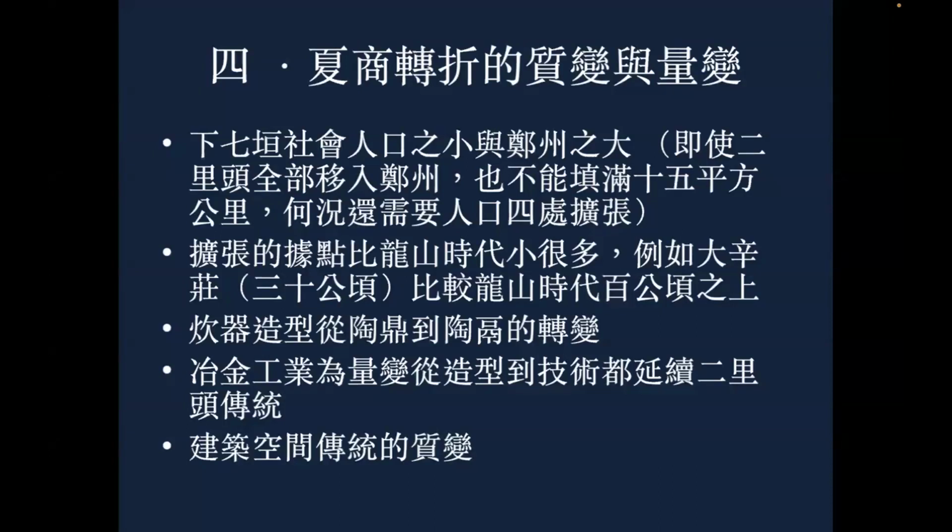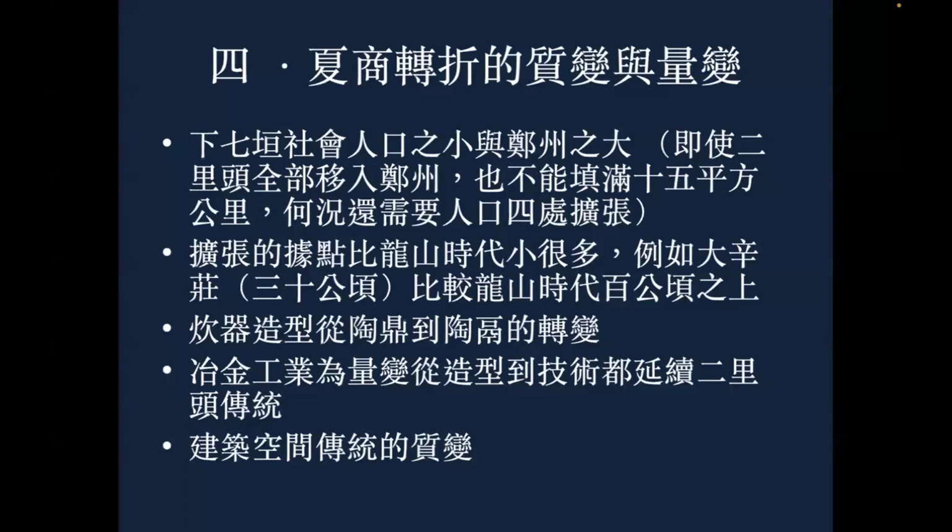Okay, this quantitative change from the urban size of Erlitou to Zhengzhou is a huge leap. And in terms of material culture, Erlitou used the ding tripod, Zhengzhou used the li tripod from the highlands area. So that is a qualitative change. It shows these two polities are not a single regime, a single cultural tradition.